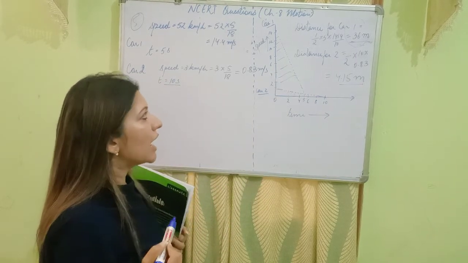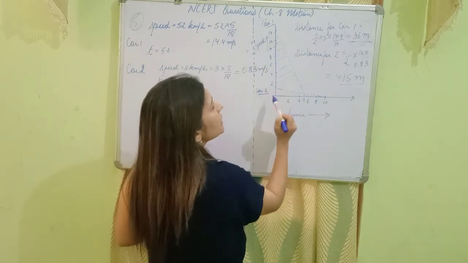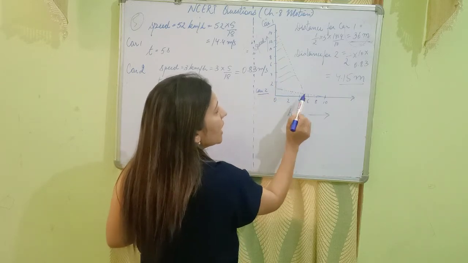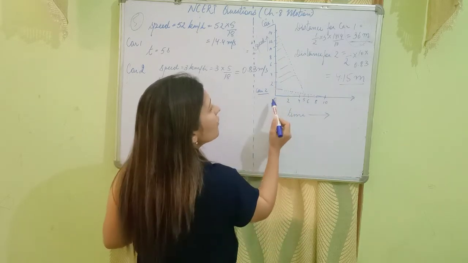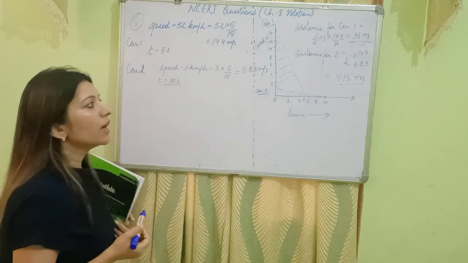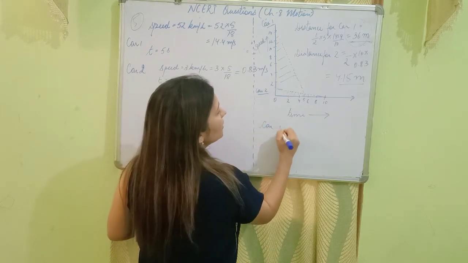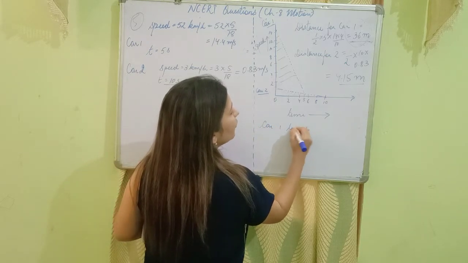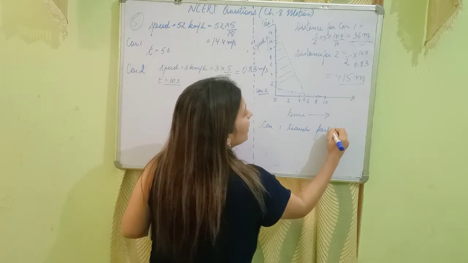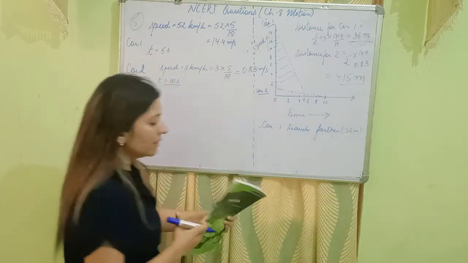Area of triangle is half base into height. Half into base is 5, height is 14.4. Answer will be 36 meters. Distance for second car, half base into height, base here is 10, height is 0.83. The answer will come out to be 4.15 meters. And at the end you will write car 1 travels farther, in brackets you may write 36 meters, after the brakes are applied.